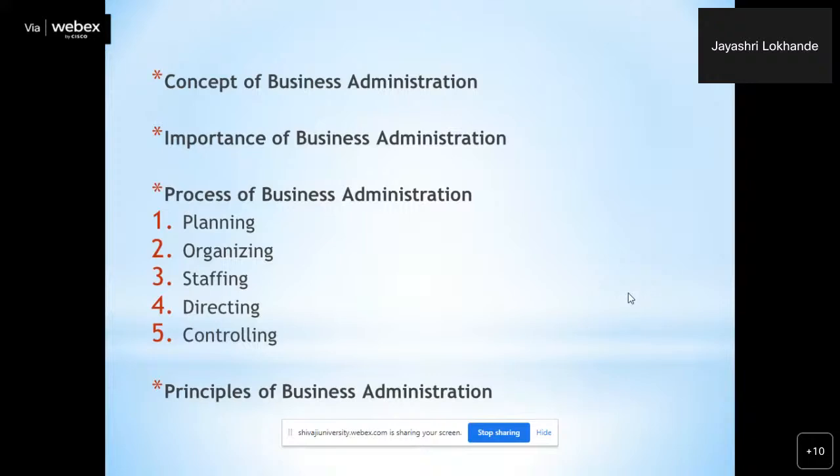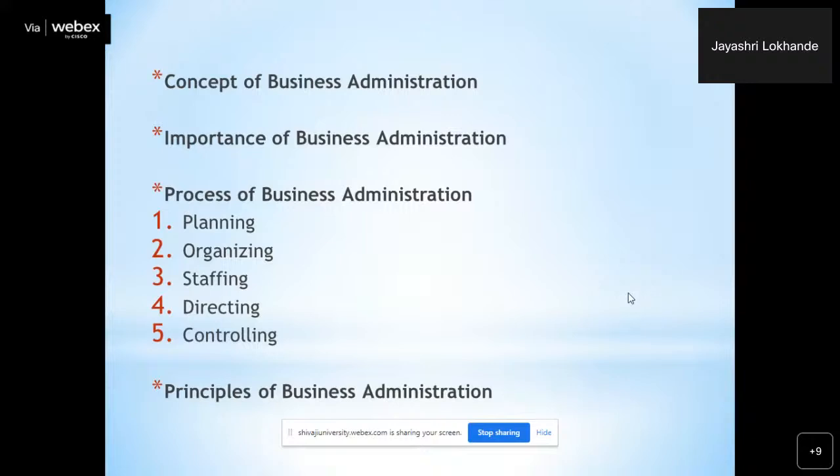The next definition is given by Koontz and O'Donnell, who called controlling the measurement and correction of performance of activities of subordinates in order to make sure that the enterprise objectives and plans devised to attain them are being accomplished. Therefore, controlling has the following steps. That is establishment of standard performance. Next is measurement of actual performance. Next step is comparison of actual performance with the standards and finding out deviation if any. And next is corrective action. That is the process of controlling.